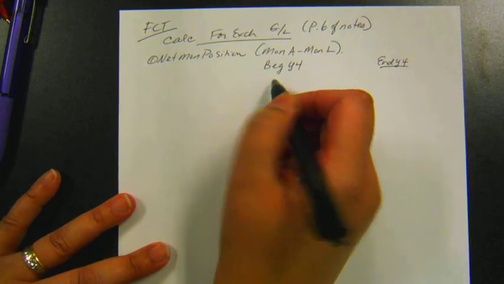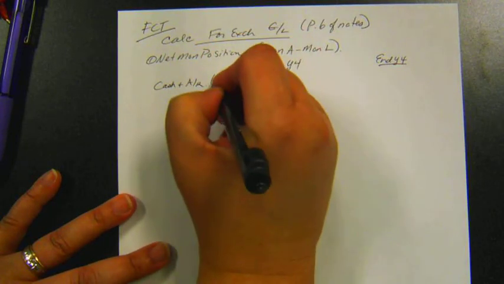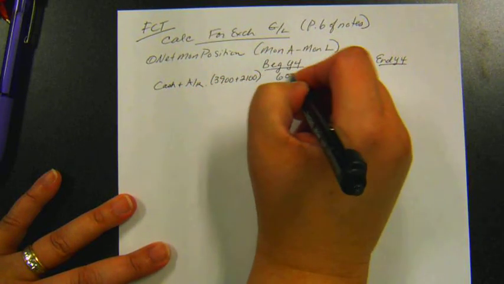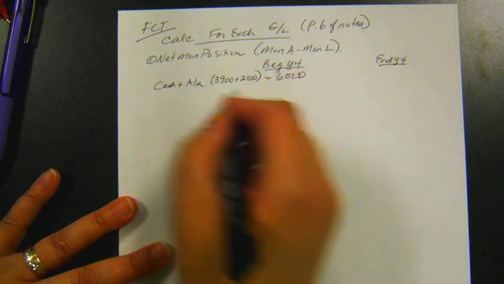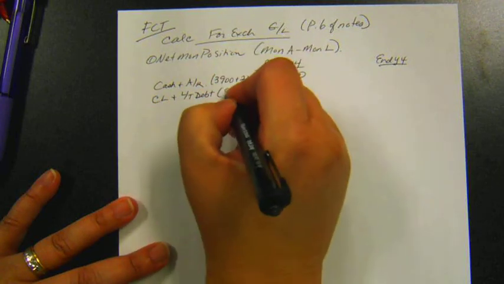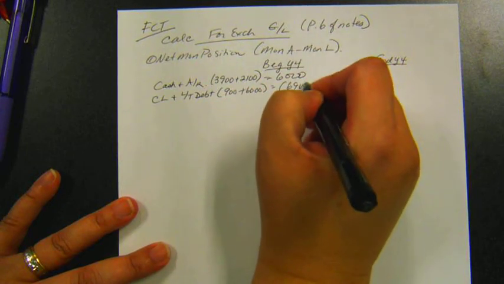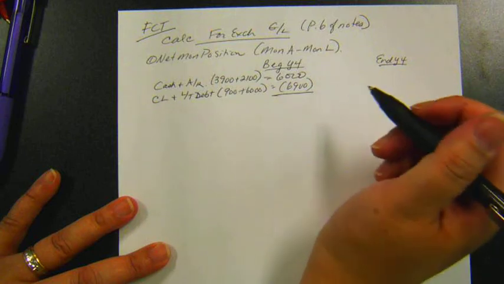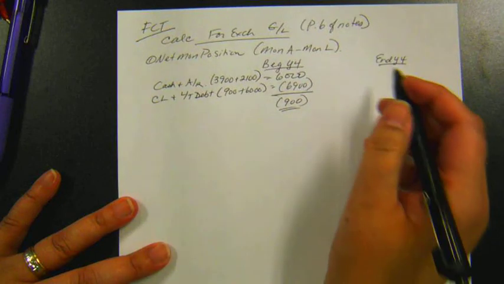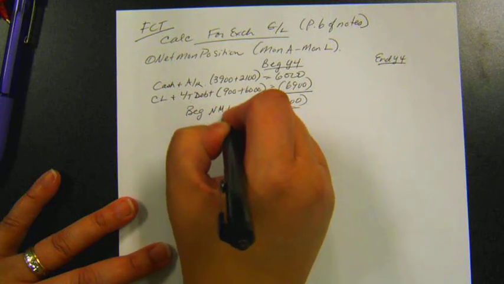Beginning of year 4, we've got cash and accounts receivable, which is 3,900 plus 2,100, which is 6,000. And then current liabilities and long-term debt, 900 plus 6,000 equals 6,900. And it's always assets minus liabilities to get net assets. So we're at negative 900, and that's our beginning net monetary position.